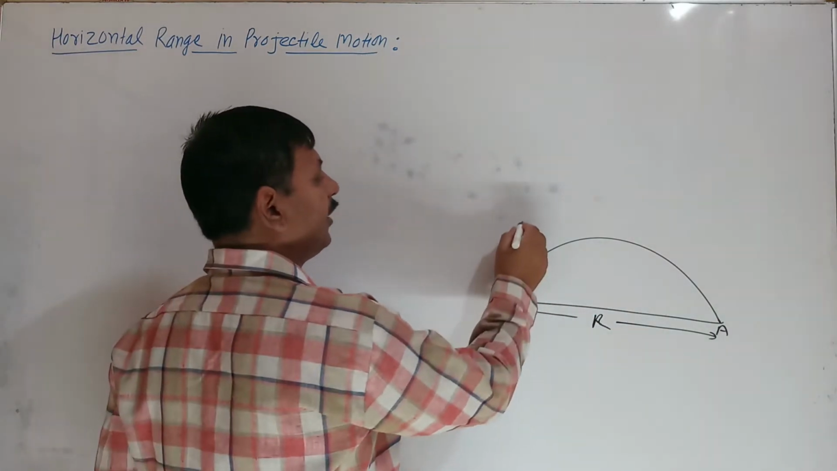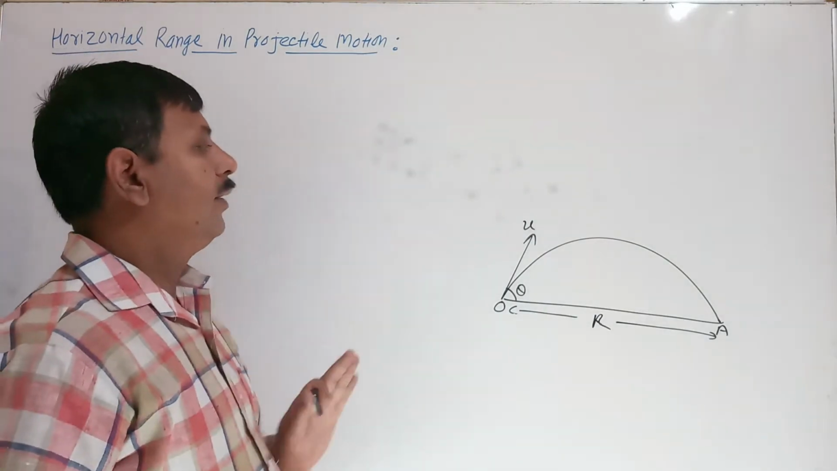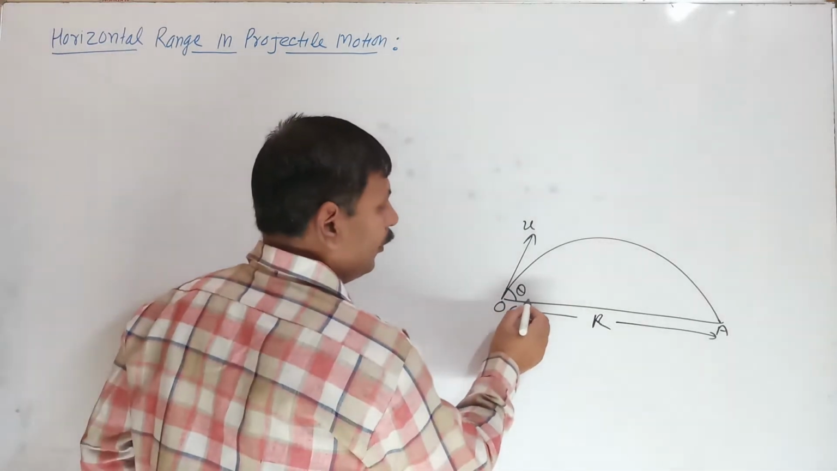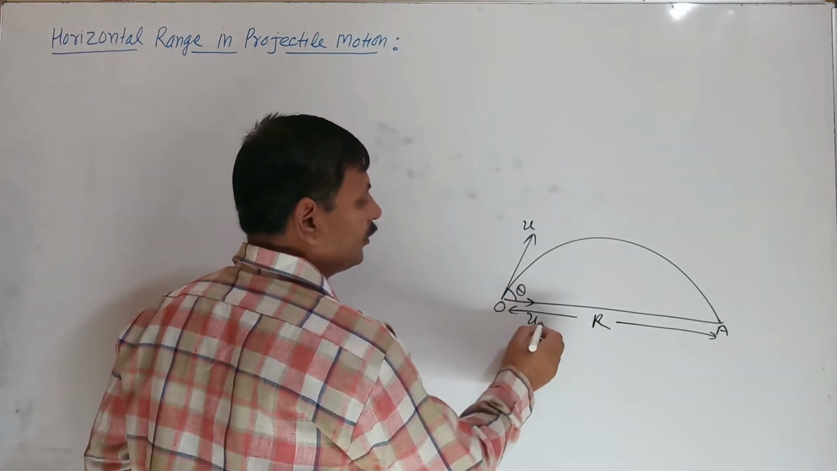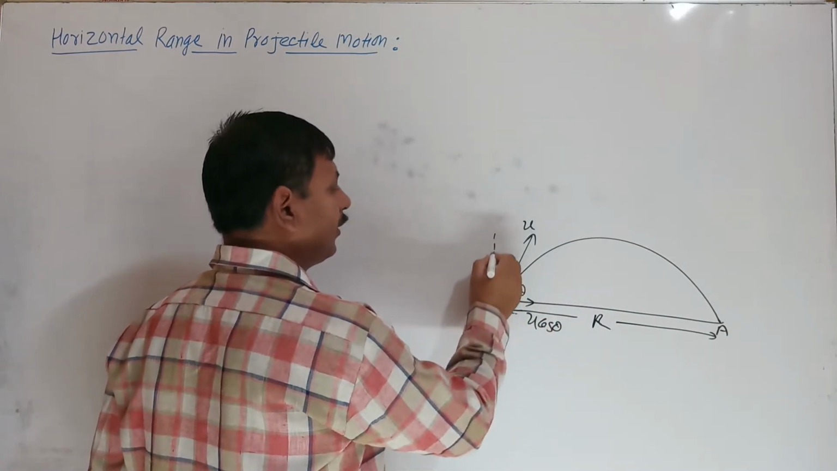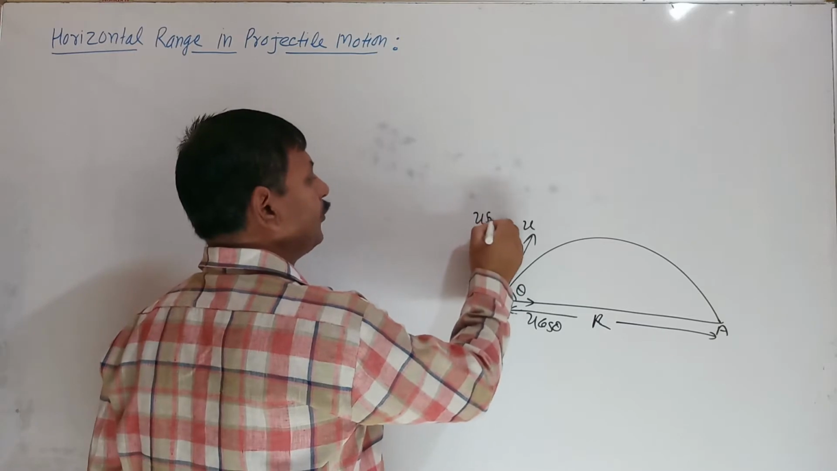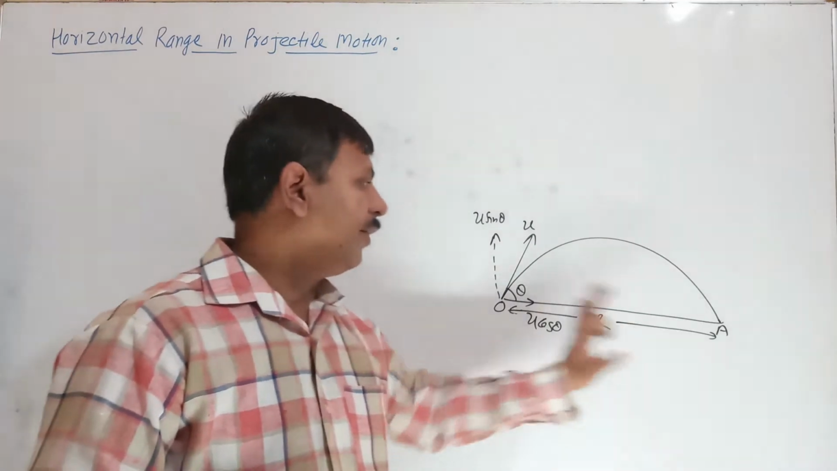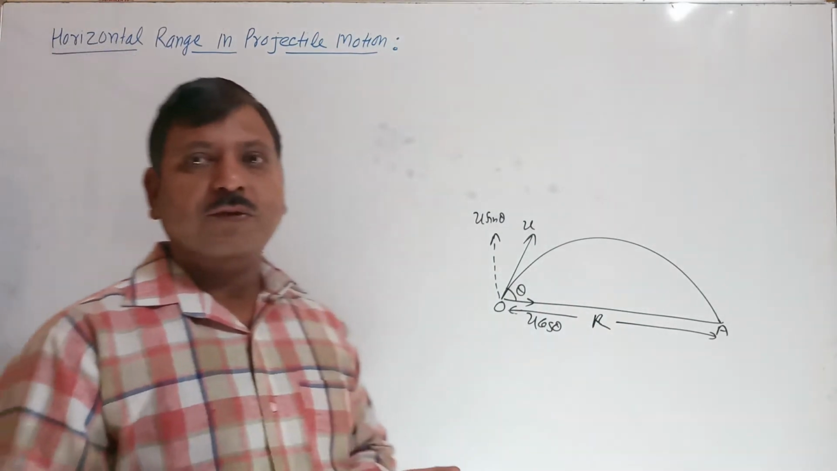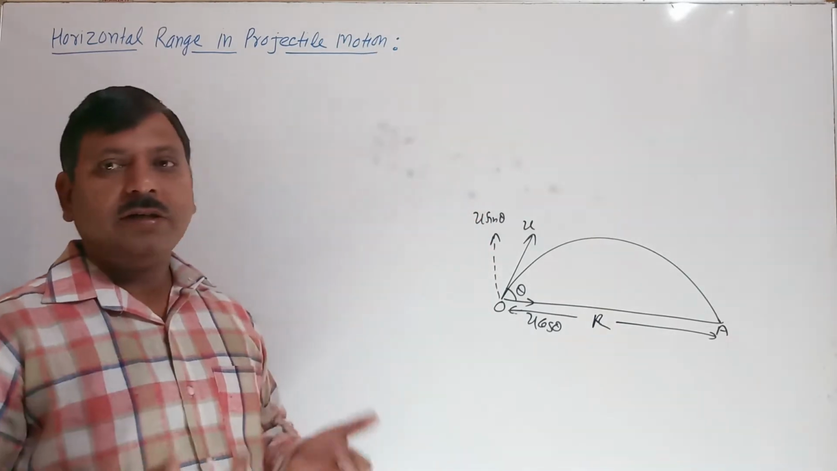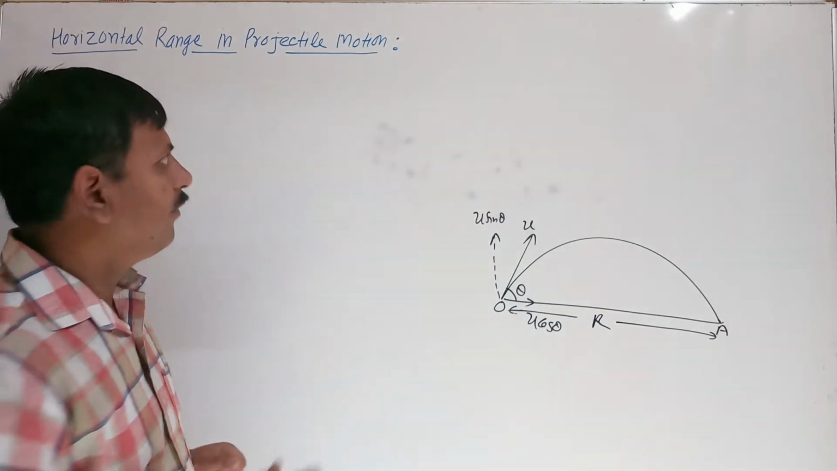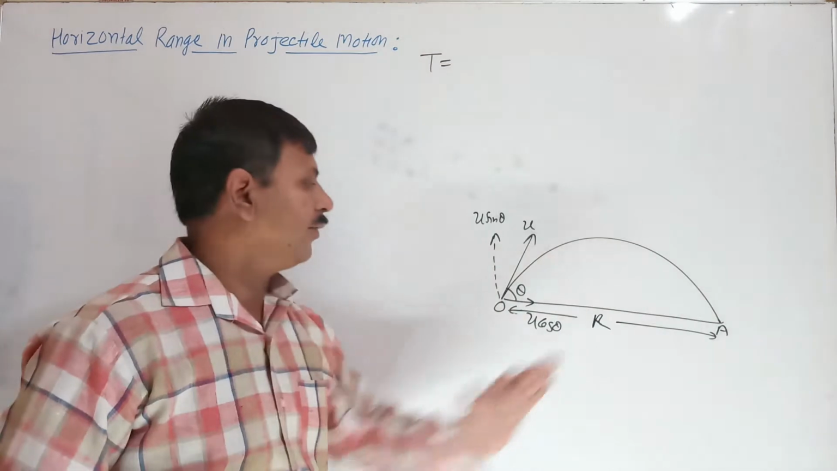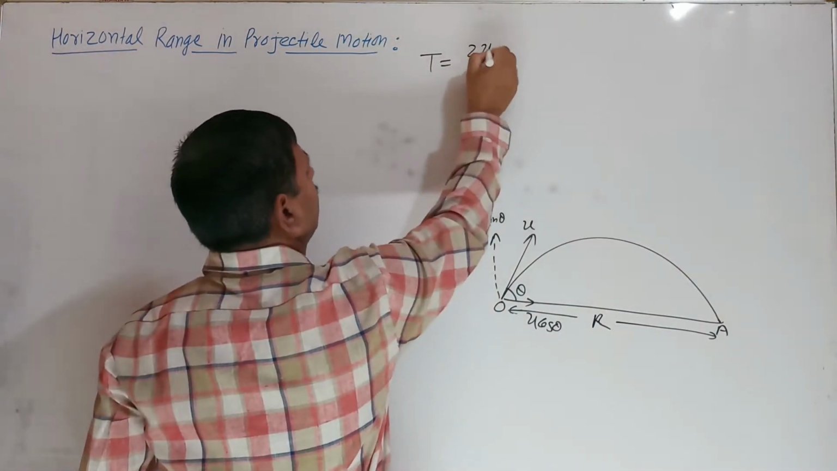Suppose the angle of projection is theta and the initial velocity of projection is u. I have told you the horizontal component of velocity is u cos theta and the vertical component is u sin theta. The horizontal component u cos theta is constant at every point because no horizontal force is acting. The vertical component varies. We have found the time of flight: it is 2u sin theta upon g.